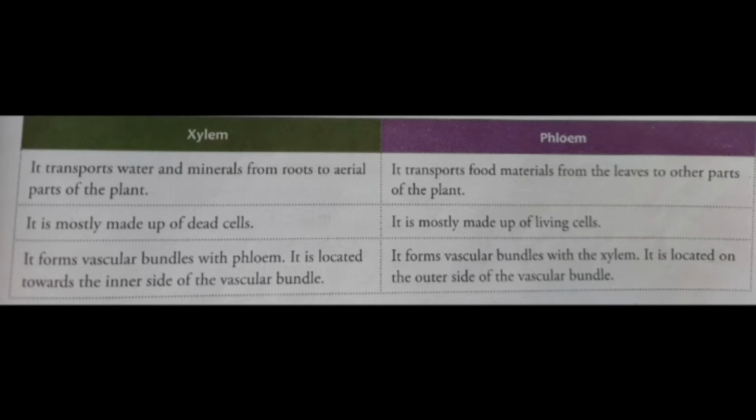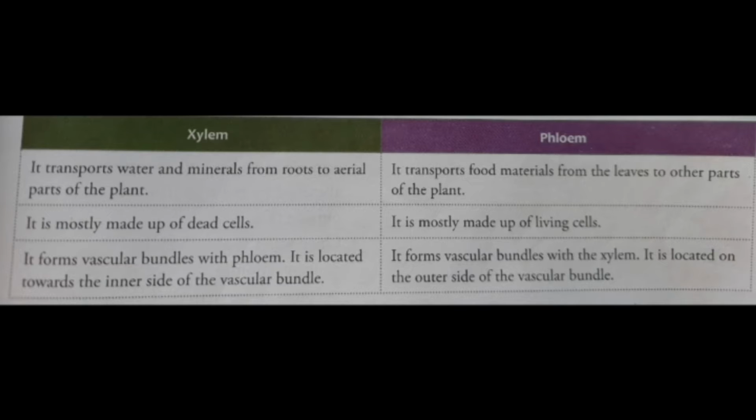Now we are going to discuss the differences between xylem and phloem. So here are the differences. The first one: the xylem transports water and minerals from roots to aerial parts of the plants, but the phloem transports food materials from the leaves to other parts of the plants. The second one: the xylem is mostly made up of dead cells, and the phloem is mostly made up of living cells.